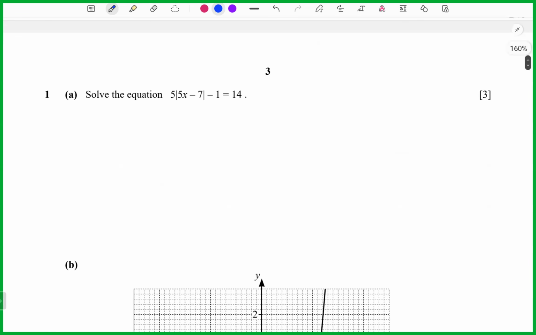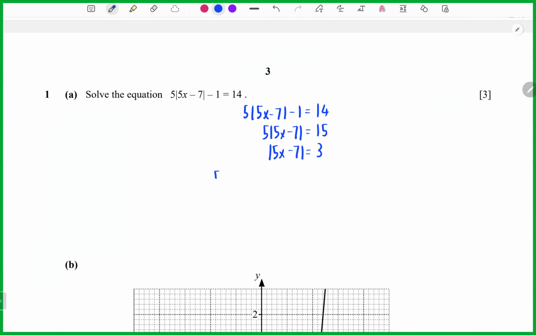Question 1 is the modulus equation. Let's see how to solve it. First, I'll copy the question. You need to take the 1 and move it to the right hand side, so you will get 50. Then divide by 5, so you will get these equations.